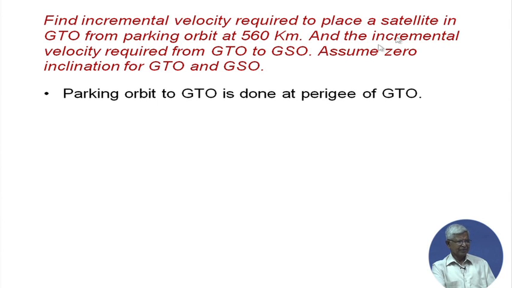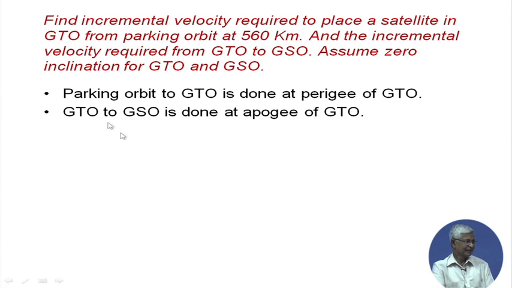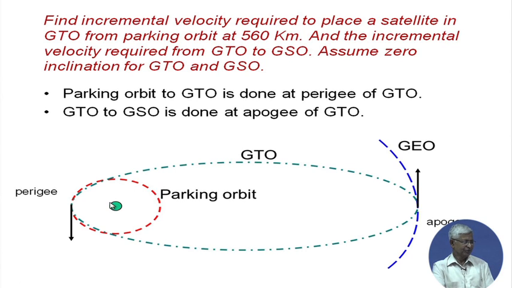This is a very generalized calculation. In a real case, for Indian launchers, we have seen that we go directly from GTO to GSO. Please keep your calculators ready and do the calculation. Though I am going to show it step by step, do not blindly follow; you must do your calculation. Parking orbit to GTO is done at perigee of GTO, and GTO to GSO is done at apogee of GTO. It is pictorially shown here. Initially, it is put into a circular orbit, and then at perigee it is fired. So, this elliptical orbit is attained, and at apogee it is fired, so that geostationary orbit is attained.